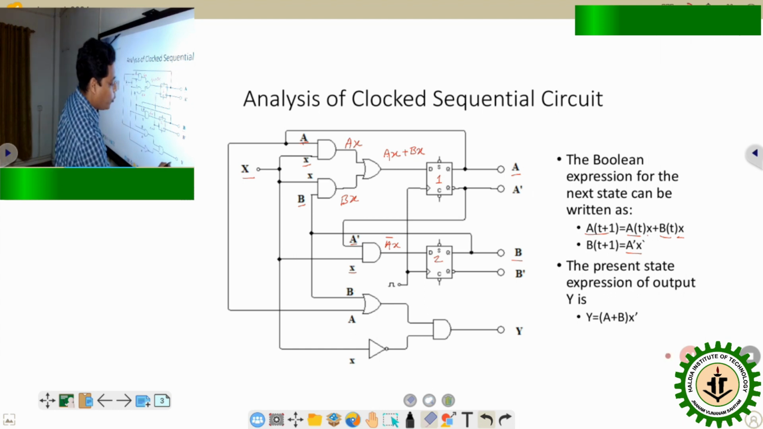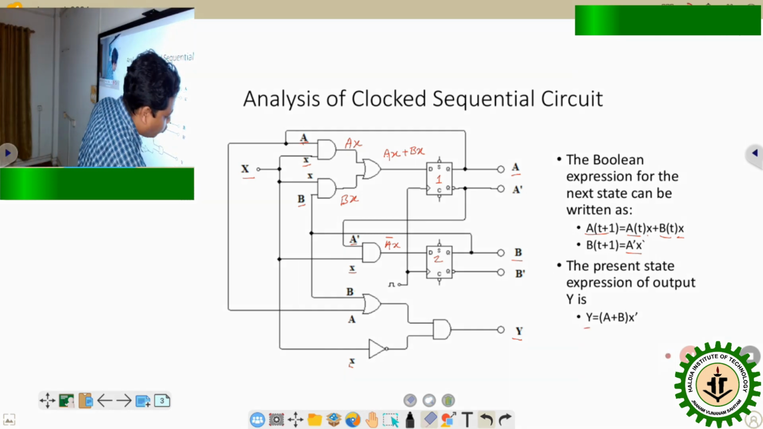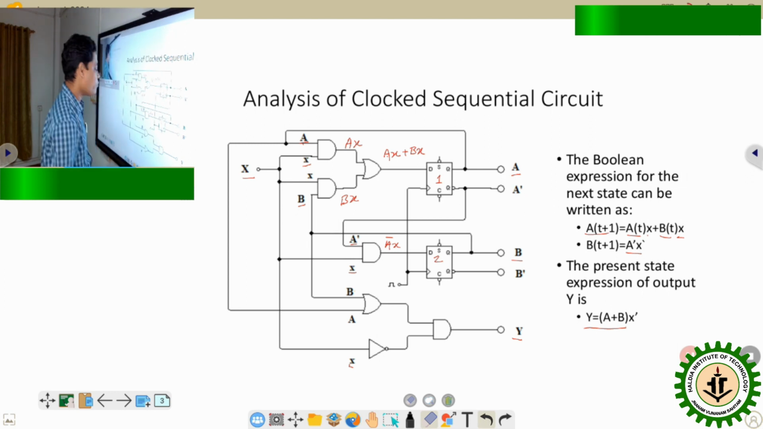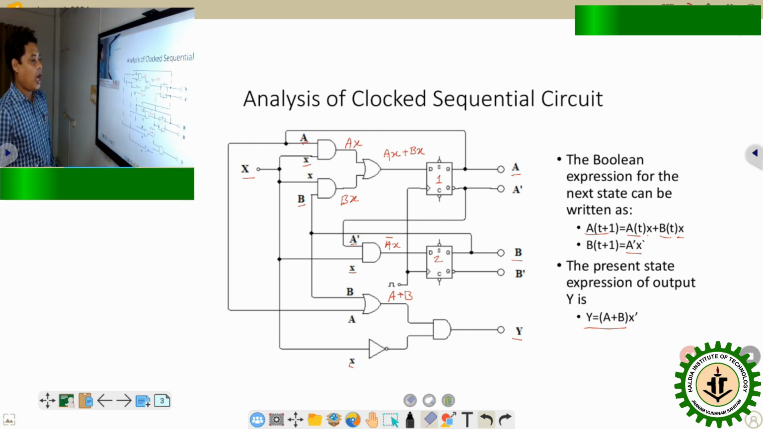There is another output also present in the circuit. It depends on the present states B, A and the given input X. And from this circuit we can write that the output Y will be equal to A plus B, as the OR gate output is A plus B, and the ultimate output Y from the AND gate will be equal to (A plus B) dot X complement.